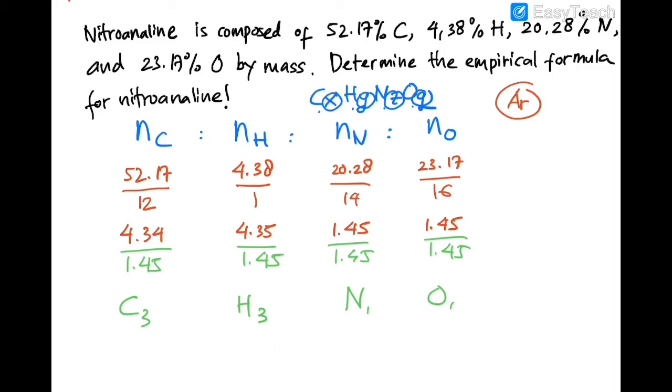In conclusion, for this problem, the empirical formula of nitroaniline is C3H3NO. Final answer.